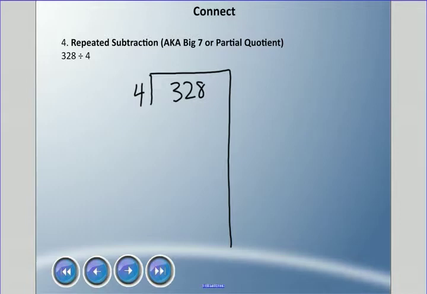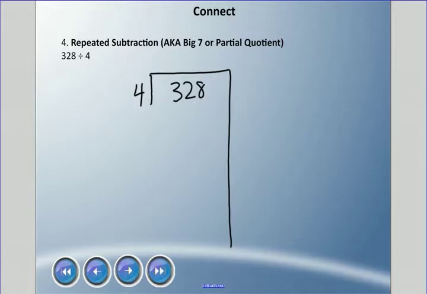So I need to say, what can I multiply that's lower than 328? And usually you start with the number, I always start with the number 100. Can I multiply 4 times 100? I can't, because 4 times 100 is 400, so that's too high. But I could do 50.